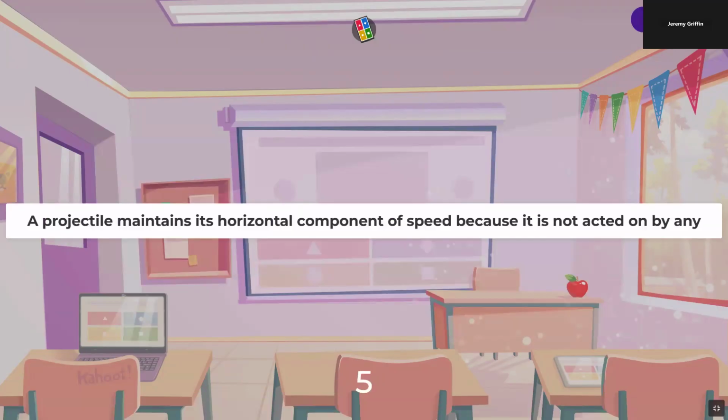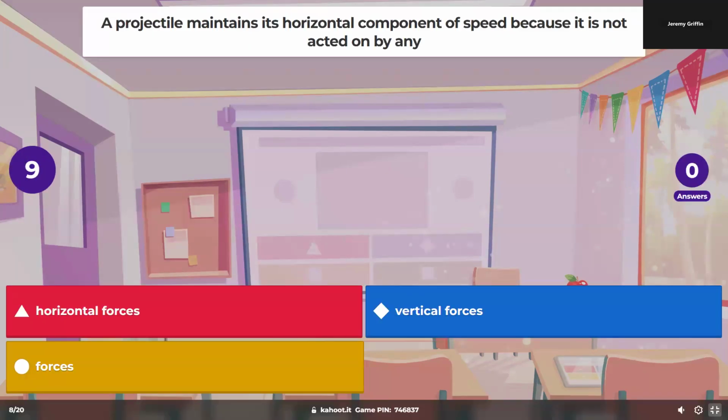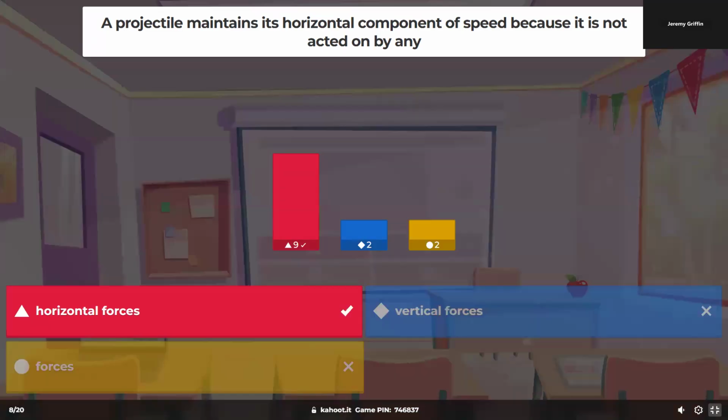Right. A projectile maintains its horizontal component of speed because it's not acted on by any horizontal forces. Okay. Guys, if you throw a ball into the air and it goes into a projectile path, are there any forces acting on it? Gravitational force, yeah, which would be its weight.